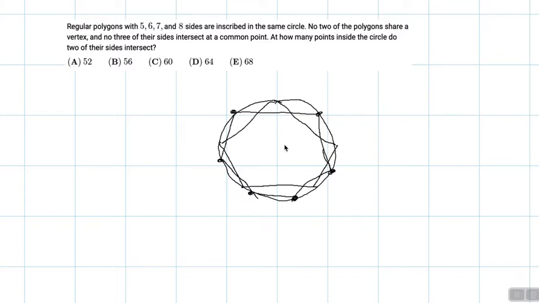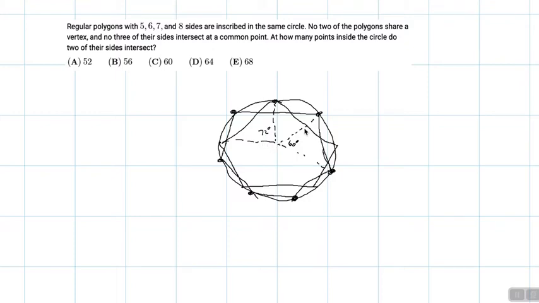So something to note is the central angle of a regular hexagon, so from there to there, is 360 divided by the number of sides, so 60 degrees. And the central angle of a pentagon is 360 divided by the number of sides, which is 72 degrees.